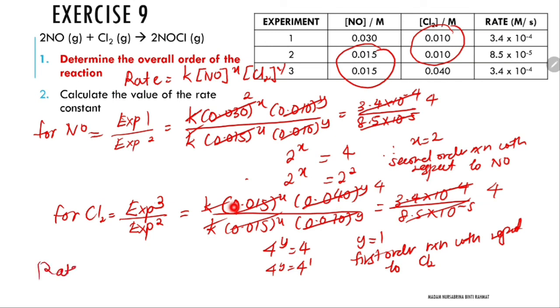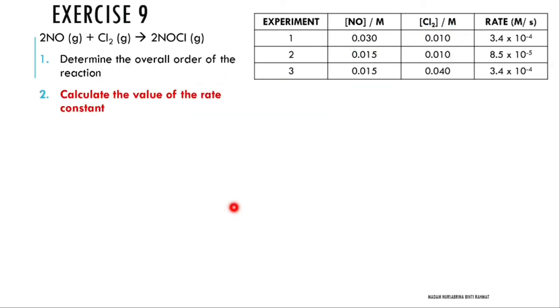Now, determine the overall order of reaction. Rate equals K NO to the power of 2 and Cl2 to the power of 1. So the overall order is 2 plus 1 equals 3. So it is a third order reaction overall. Next, calculate the value of the rate constant. Let's rewrite our rate law: rate equals K NO to the power of 2 and Cl2 to the power of 1.